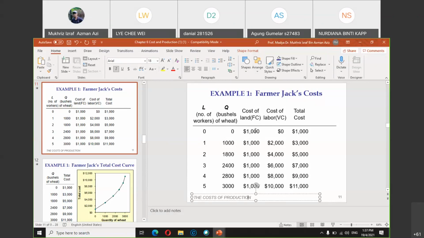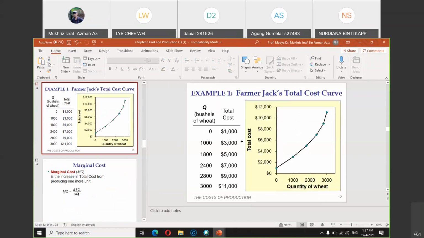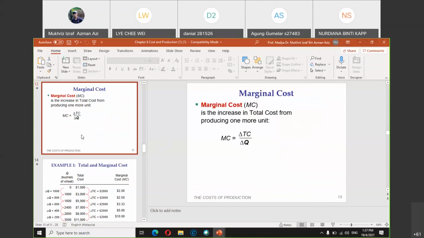But for rental, your fixed cost, you need to pay also the cost for the rental of the building, or a loan to the bank. So even though output is zero, fixed cost is still positive. Fixed cost remains the same regardless of the quantity of output produced. Variable cost, you can see, increases as you increase the output. So total cost is just the sum of FC plus VC. And when you plot the total cost, usually you get an upward sloping line, because the total cost keeps on rising as you increase the number of output.